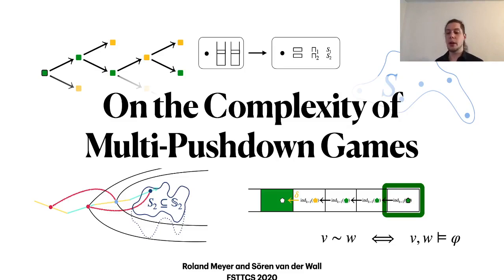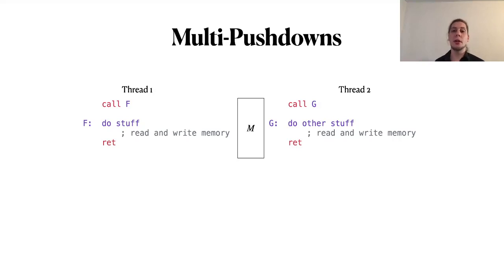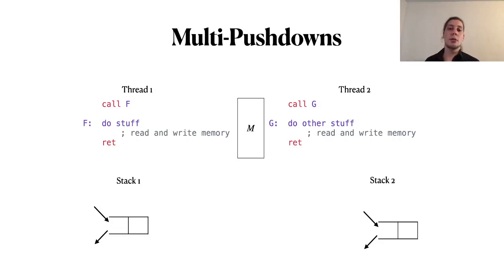Now first have a look at the computational model. Multi-pushdown systems model concurrent recursive programs, which are multiple threads that communicate via some shared memory. Every thread can recursively call functions, and eventually they may return. The multi-pushdown system models this by having a stack for each thread that captures the call structure of that thread.